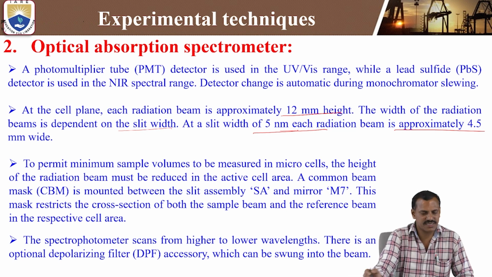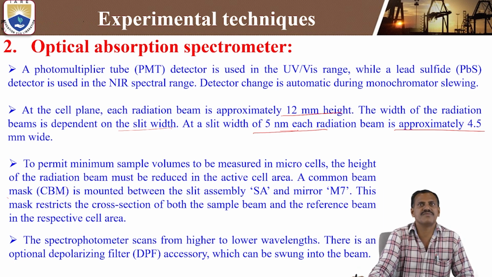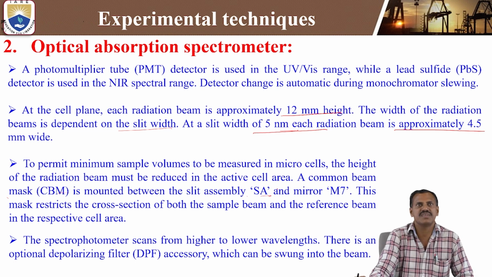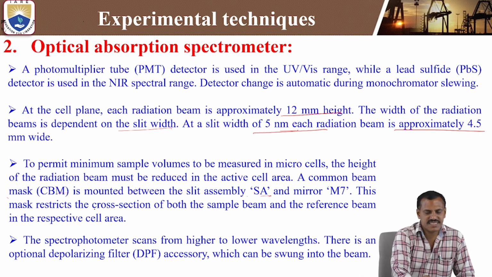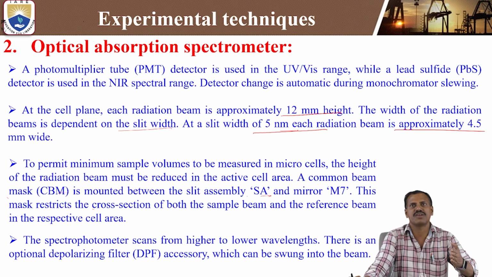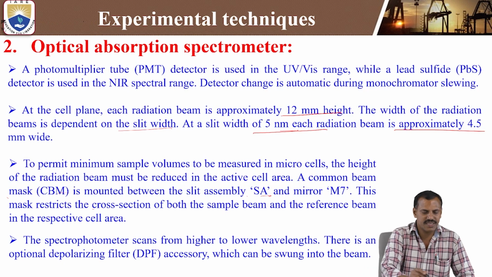A common beam mask, CBM, is mounted between the slit assembly SA and mirror M7. This mask restricts the cross section of both the sample beam and the reference beam in the respective cell area, because this is a double beam spectrometer. One beam goes to the sample and the other is the reference beam. Both beams come together, and then the output is obtained from the monochromator to the detector.